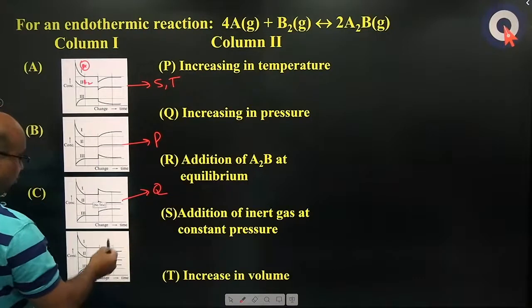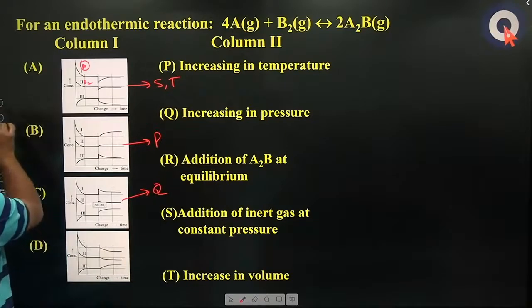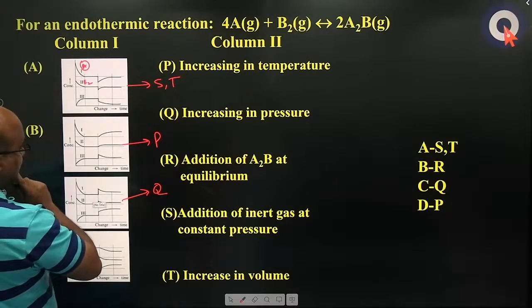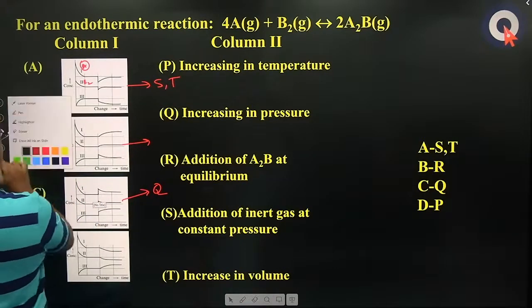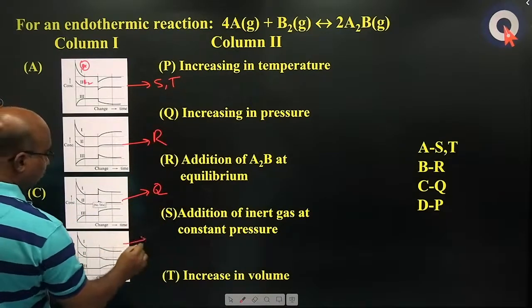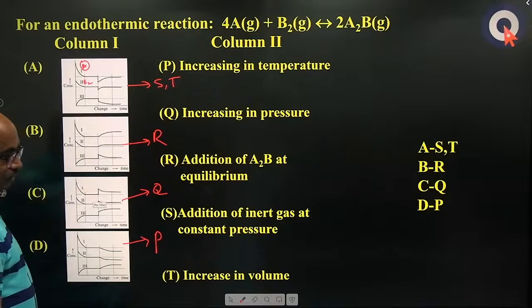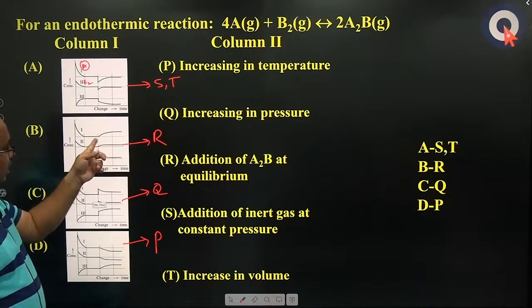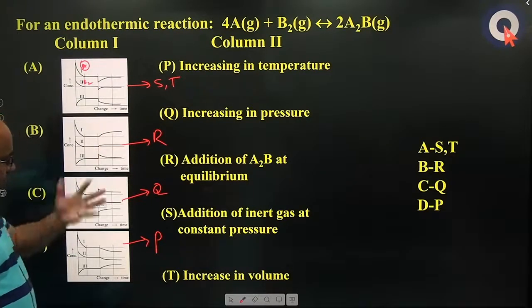When A2B is added, the A2B concentration will increase. Clear? When A2B is added at equilibrium, its concentration should immediately increase. So this will satisfy for R. This is satisfying for R, this is for Q, and this is satisfying for P. When you increase the temperature, AB value should decrease and A2B value should increase. When we add A2B, it immediately increases, A and B are not nearly affected, but then A2B starts decreasing and A and B start increasing. So this has to be R.